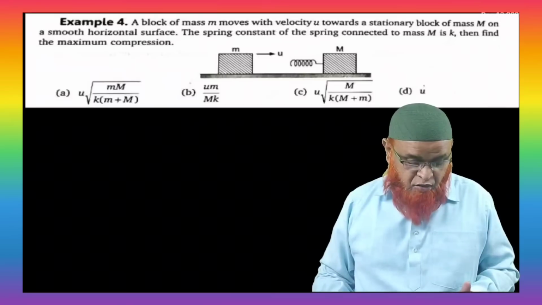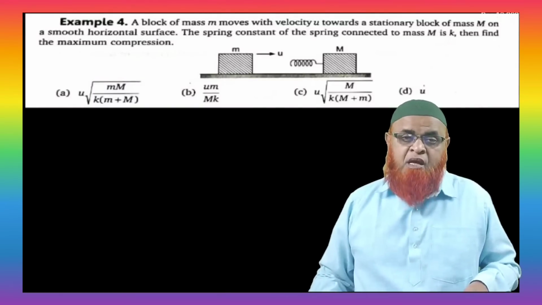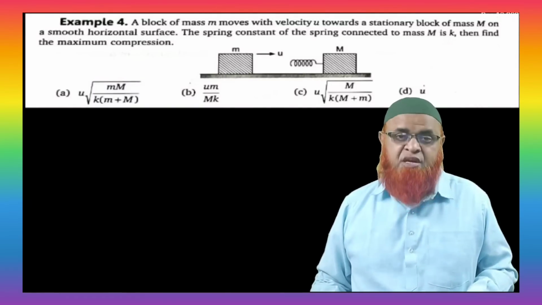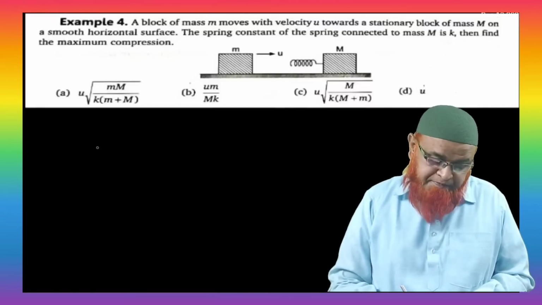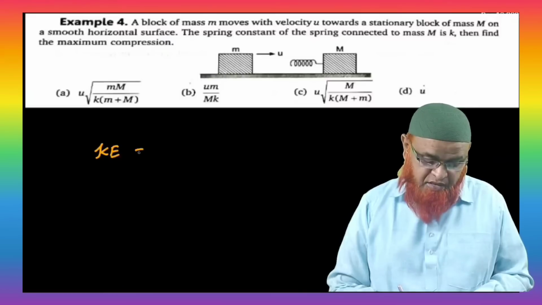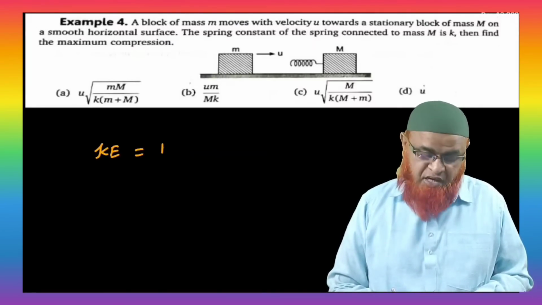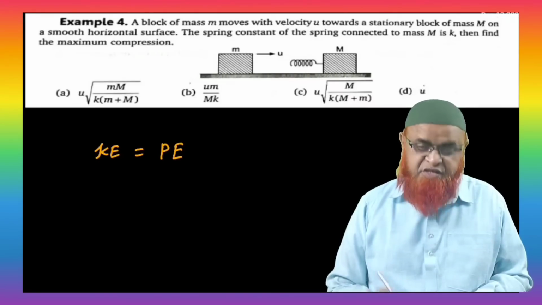And he's asking us to find out what is the maximum compression taken by the spring here. Okay, so how are you going to find out the maximum compression here? Now just see here, kinetic energy of a moving block is equal to spring energy, which is said to be compressed potential energy. Okay, so potential energy of a spring we can say here.